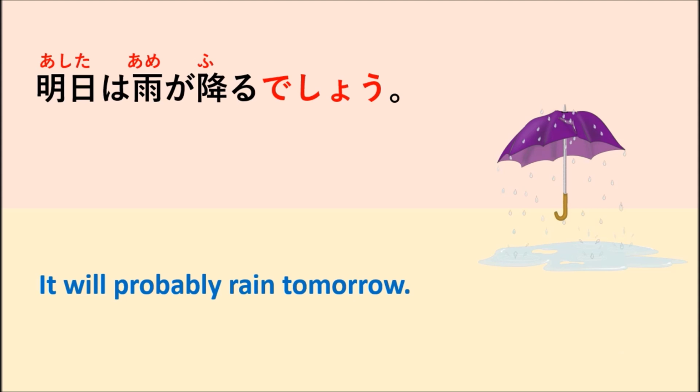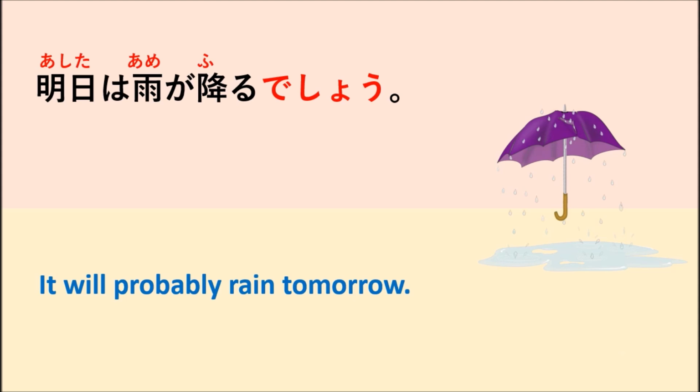And now we have some examples here. So let's see together. I think here we have an example like 明日は雨が降るでしょう. 明日は雨が降るでしょう. This means it will probably rain tomorrow.